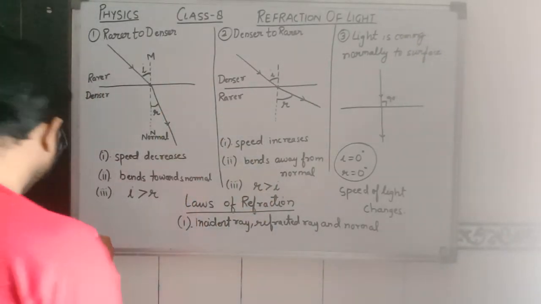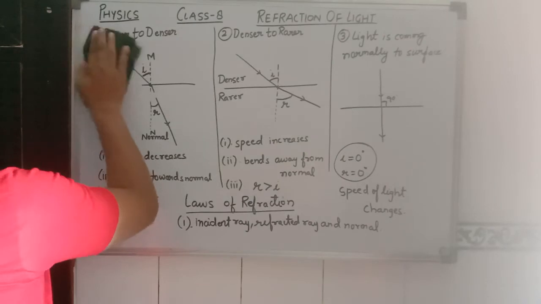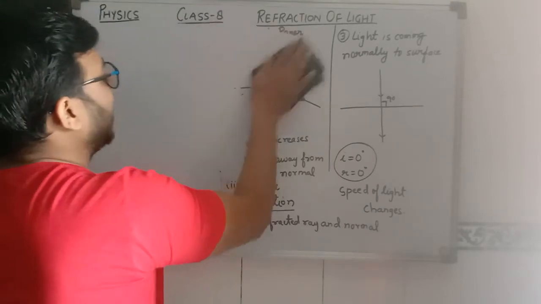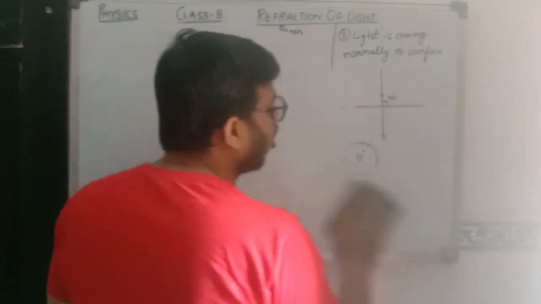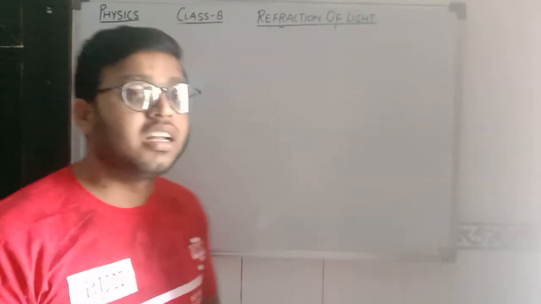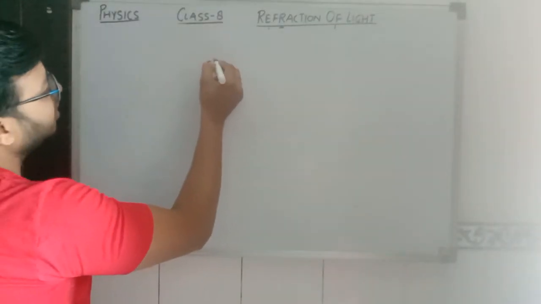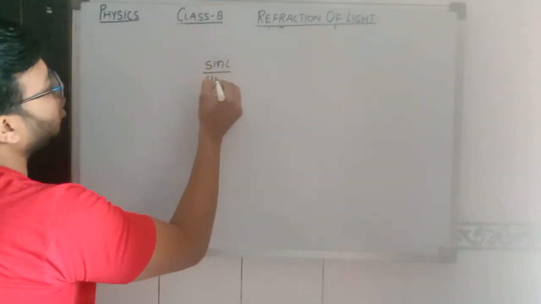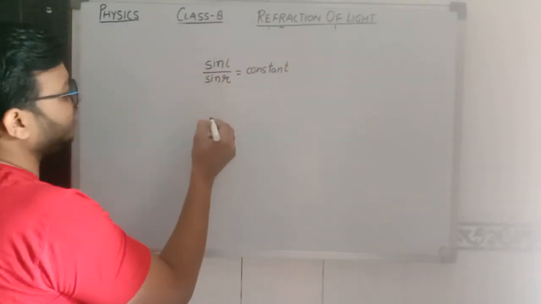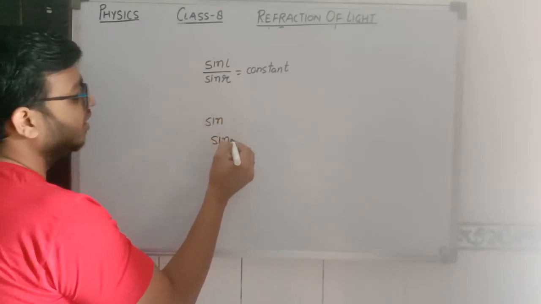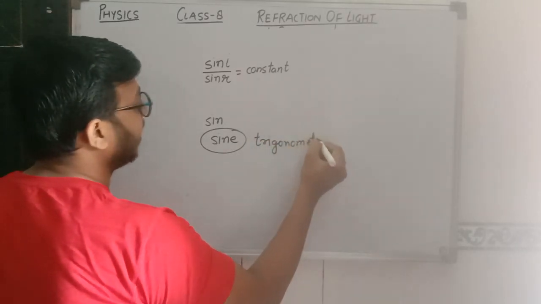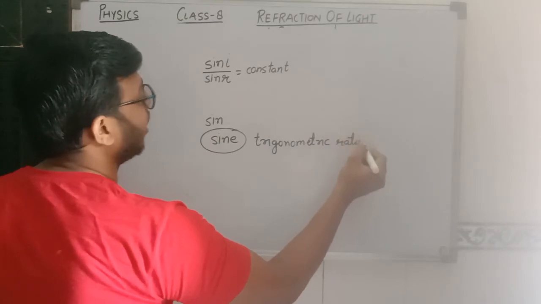But the second rule is a little different. Right now you have to only learn the second rule. You cannot understand it very properly, because the reason behind this is the topic of trigonometry. All of the students of class 8 have not studied trigonometry till now, so they have to learn this rule. This is called sin I upon sin R is equal to constant. This is sin, and this is a trigonometric ratio, that is a mathematical operation.